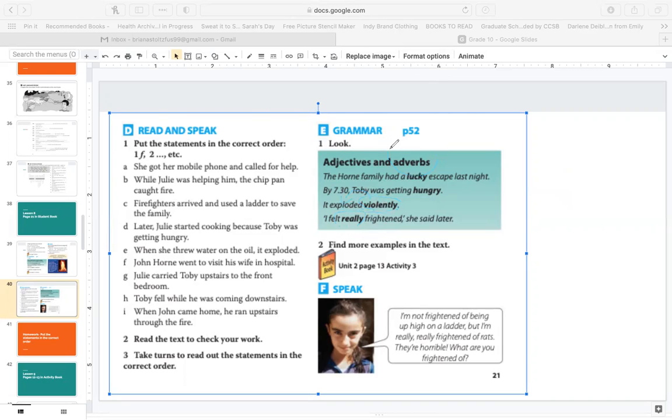So just remember that adjectives describe nouns and adverbs describe verbs. Adverbs usually end with ly. So hungry and lucky are adjectives. Violently and really are adverbs. And really is describing frightened. Frightened could be an adjective or it could also be a verb. So I am frightened. In this case, we make it stronger by adding the word really, which is an adverb.